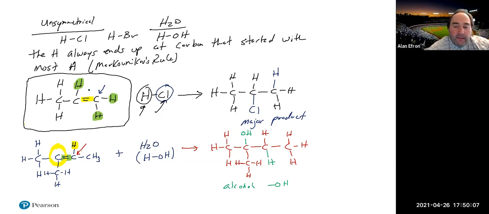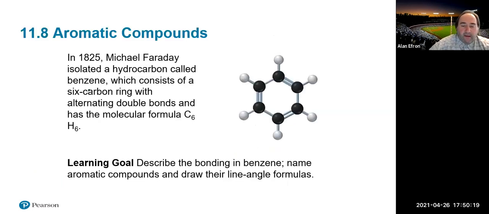Okay. So to finish up this chapter here, we've got a couple things left to talk about, which is aromatic compounds. So we're going to talk about aromatic compounds now. Aromatic compounds are really compounds that contain benzene. And what is benzene? It's really this structure right here. It is sometimes drawn like so.